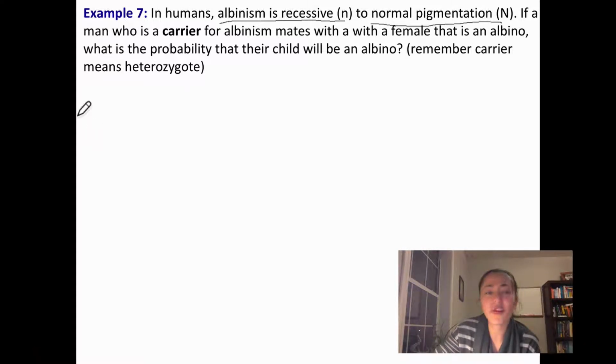So right away, let's start writing our key. We know that albinism is recessive, so that's going to have a little letter, and you can use whatever letter you would like. I'm going to use N.